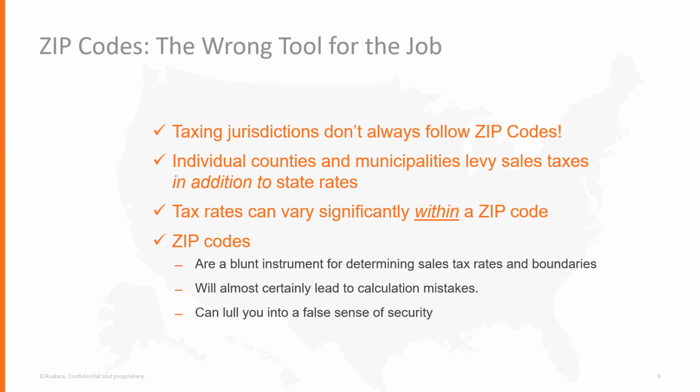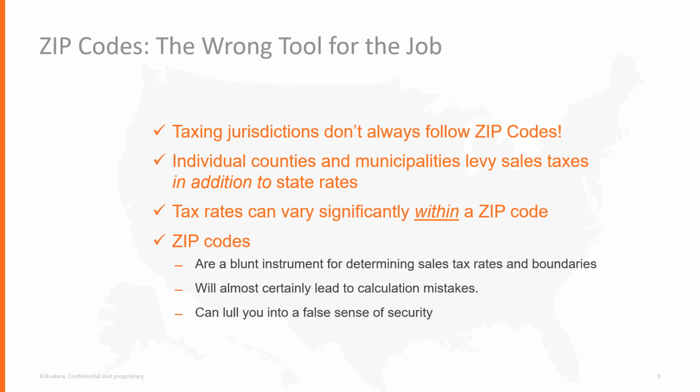Zip codes are for delivering mail. They are not for calculating sales tax. Now, what do I mean by that? Well, let's go back to the example I've hit on a couple times already. Massachusetts, for example, is a flat rate state. There is one sales tax rate in that state. So if you're using a zip code to calculate sales tax in Massachusetts, you're probably going to be just fine. There's not a way you can mess that up. There's one sales tax rate. It's going to apply to every zip code.